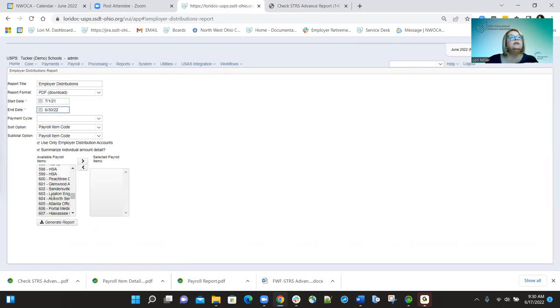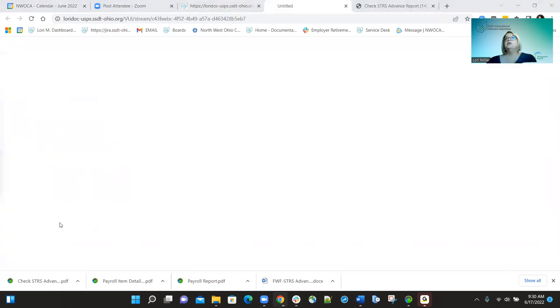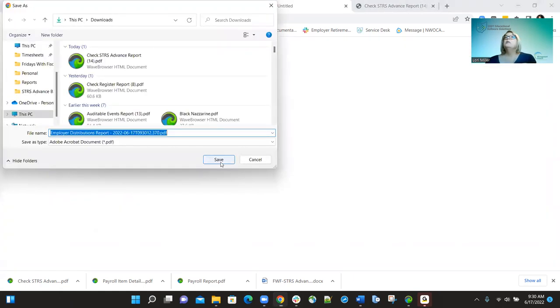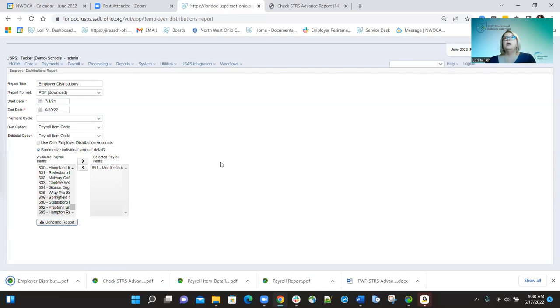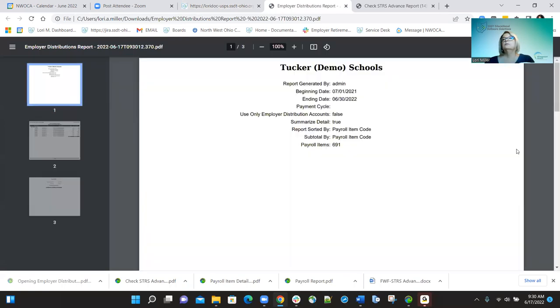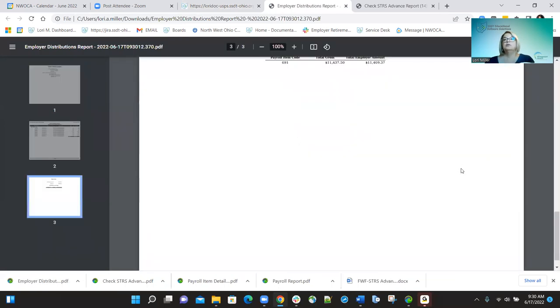And then we'll go down here and just pull in the 691. We're going to generate that report. And then that report should give us a total dollar amount of employer contributions that were made to STRS from July 1st clear through the end of June. And here's my total.